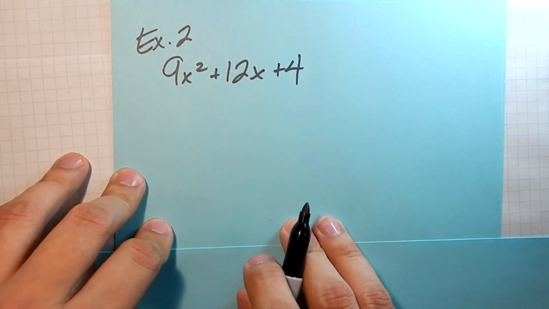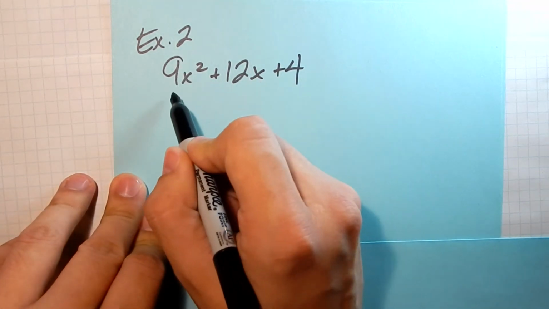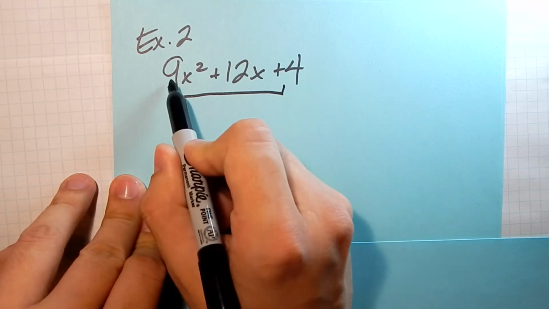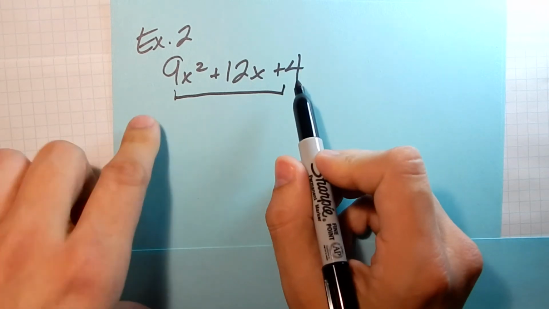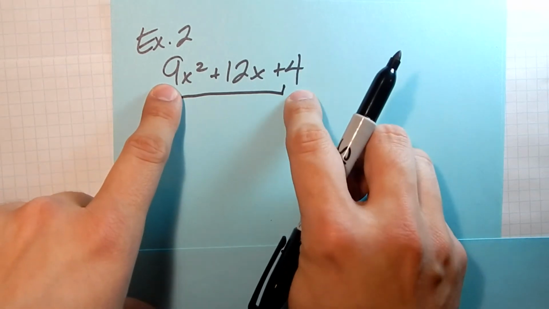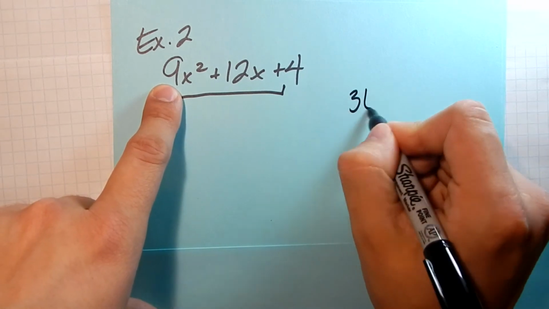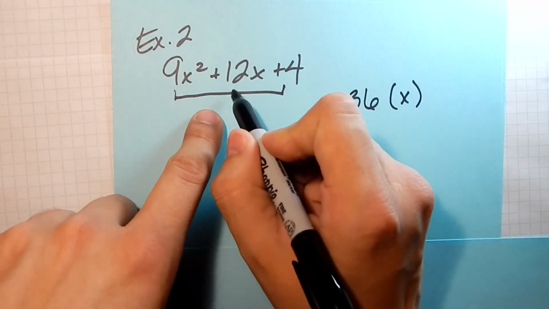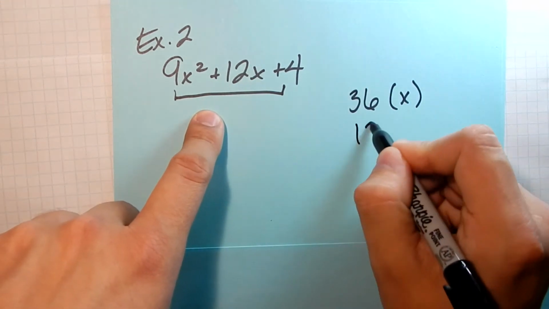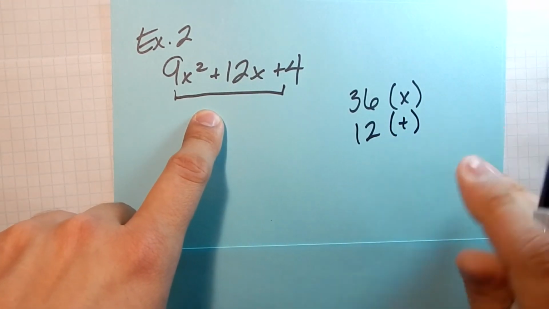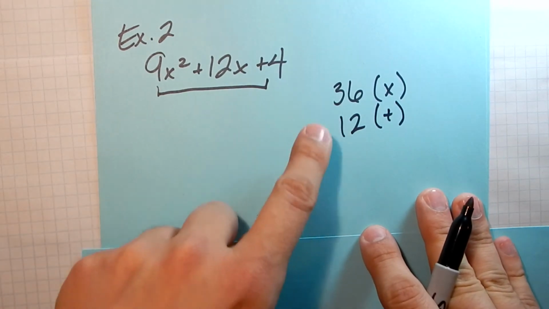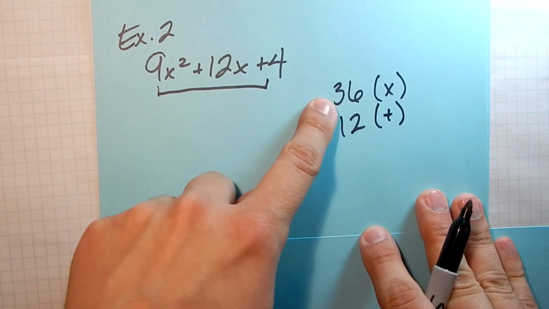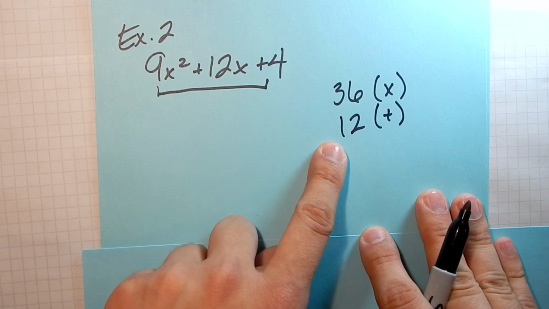Okay, so first step, we're going to multiply our first coefficient and our last term. So this is a positive 9, positive 4. I've got positive 36. And again, we multiplied to get that term. Our middle term is a positive 12, and we want to add to get that. So we're looking for factors of 36 that add up to 12.